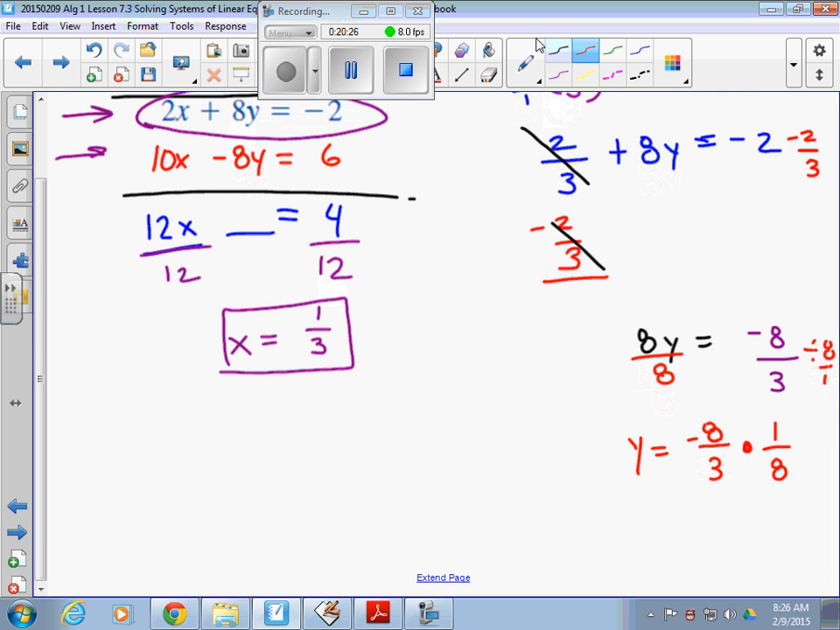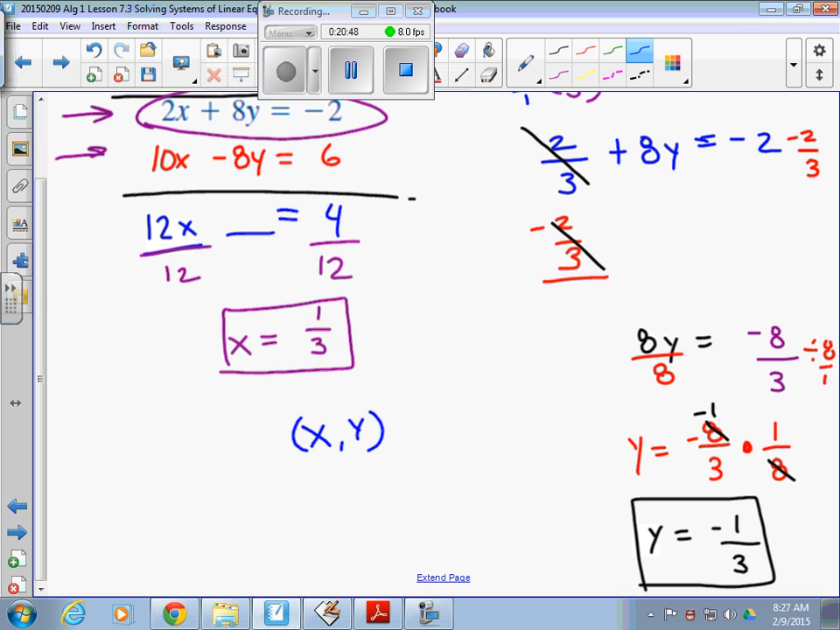And you could cross cancel the number 8. It goes into itself once, and into that one, negative 1. So negative 1 times 1, y's value is negative 1, and 3 times 1 will be 3. So your y value is negative 1/3. Your x value is positive 1/3. The solution, where they're going to intersect if you were to graph them, will be at 1/3, negative 1/3.